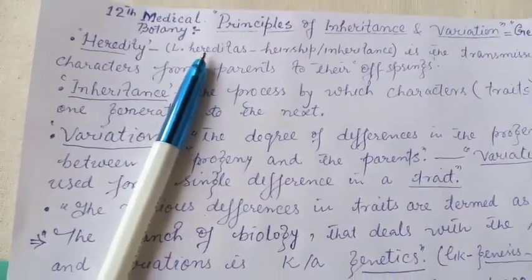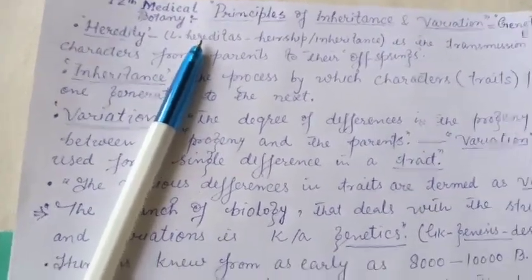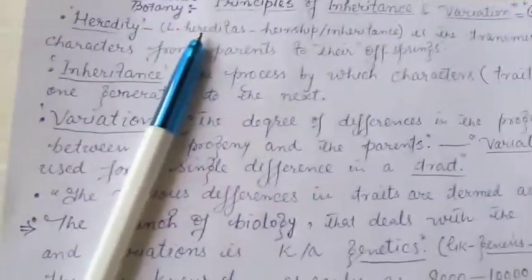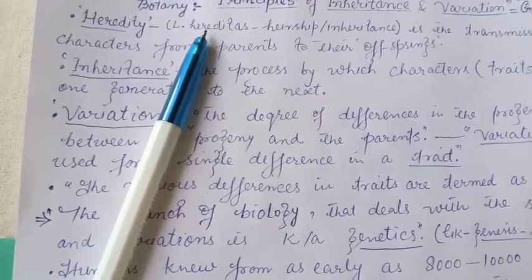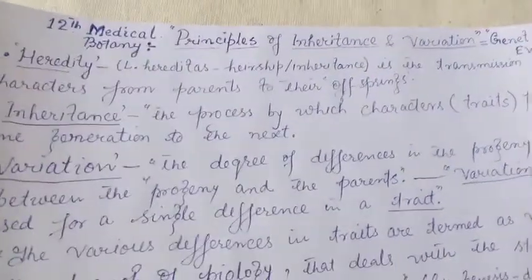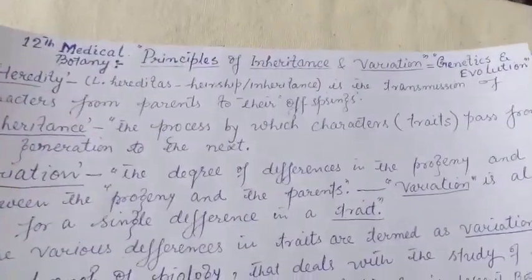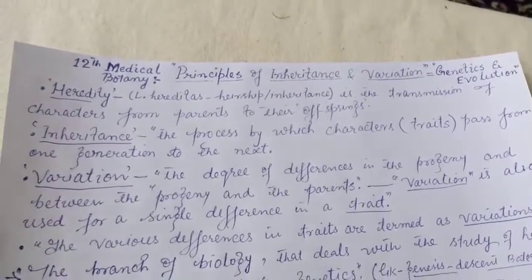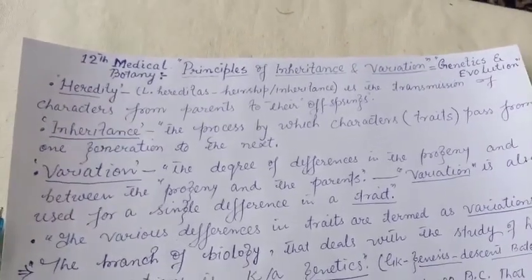Or when we sow a mango seed, we expect only a mango plant to come out of that seed, and so on and so forth. And now, what is inheritance? It is the process by which characters or traits pass from one generation to the next.